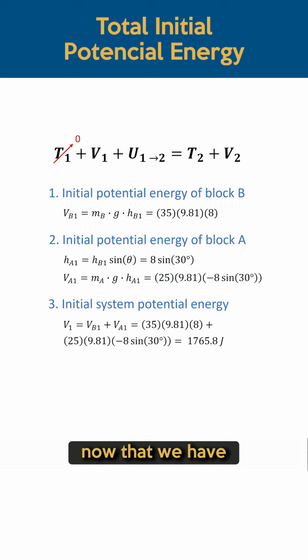And finally, now that we have the initial potential energy of both blocks, block B is positive and block A is negative, we can add them together to obtain a formula for the total initial potential energy of the system. By substituting the respective values, we find that the system has an initial potential energy of 1,765.8 joules.